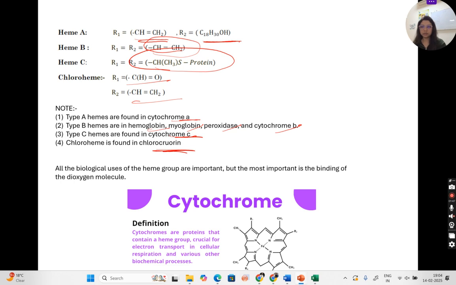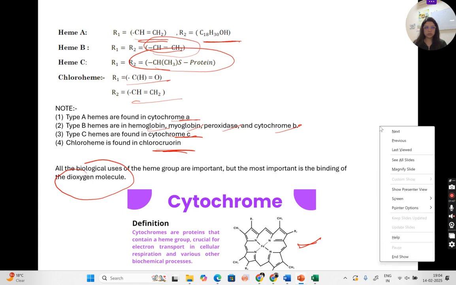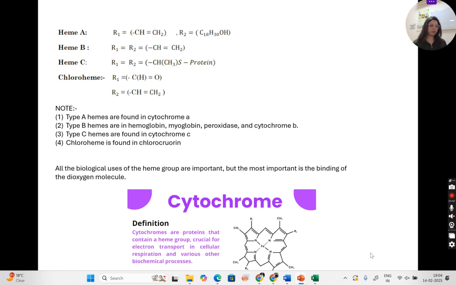All the biological uses of the heme group are important, but the most important is the binding of dioxygen molecules. Cytochromes are also proteins that contain a heme group, crucial for electron transport in cellular respiration and various other biochemical processes. So a simple question can arise about which heme group, since different hemes have different attachments, so they will give rise to different molecules.